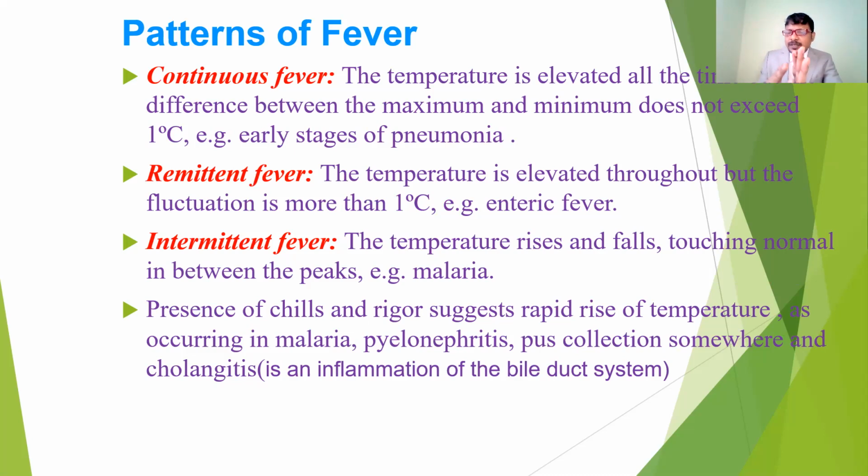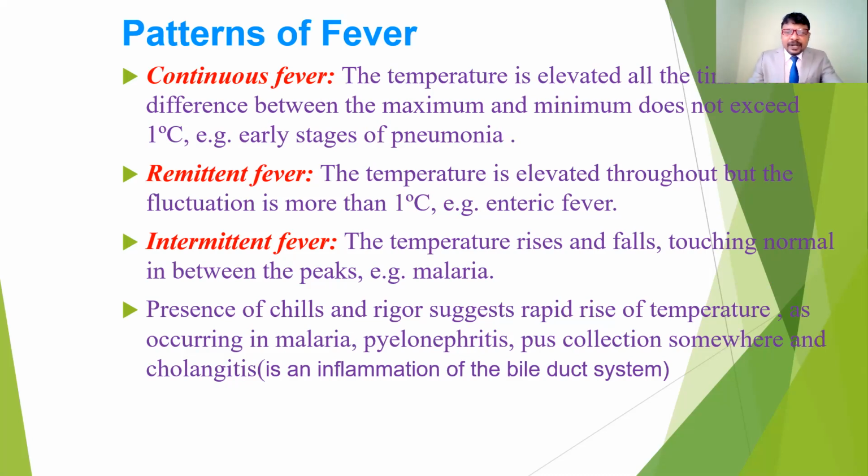There are no gradual changes and no decrease in the temperature. It is a continuous fever. Whenever you check, the minimum and maximum will vary by only 1 centigrade. That is commonly found in the early stages of pneumonia, which is nothing but a lung infection.